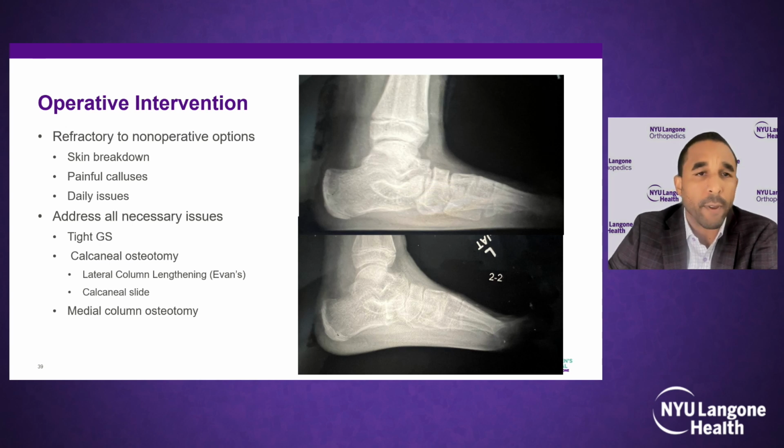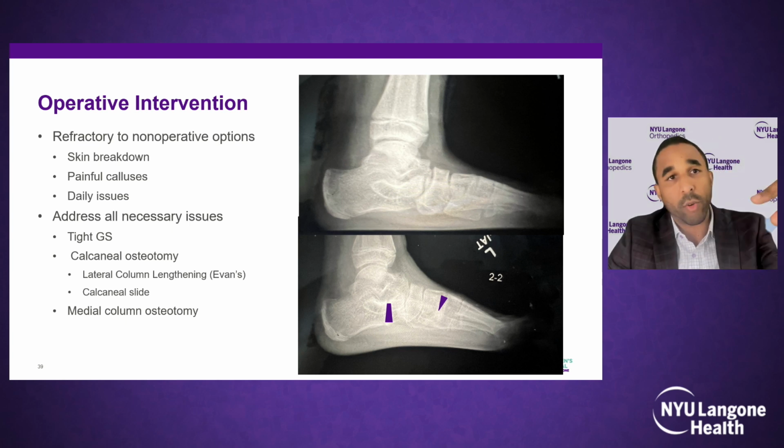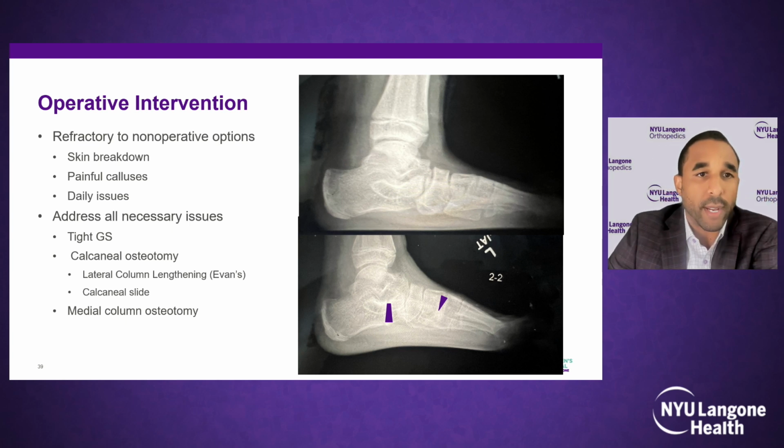And then operative correction is really addressing those issues. So I talked about the lengthening. This is called the lateral column lengthening or an Evans lengthening, where we make a cut in the bone here and we lengthen through that with an allograft. And then we use an opening wedge because of the supination deformity that's still present. So we actually have to bring that toe down after we correct the hind foot.